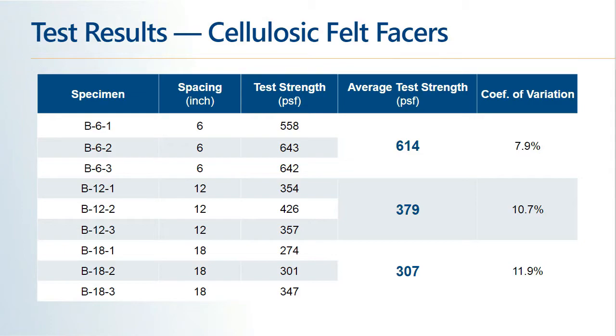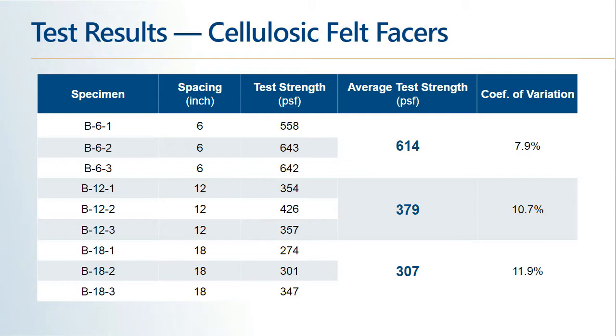For the 12-inch ribbon spacings, we varied from 354 pounds per square foot to 426 pounds per square foot, or a difference of 72 pounds per square foot between the 3 samples, and that's an average test strength of 379 pounds per square foot and a coefficient of variation of 10.7%.